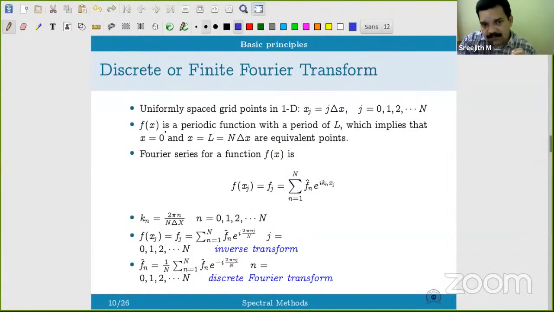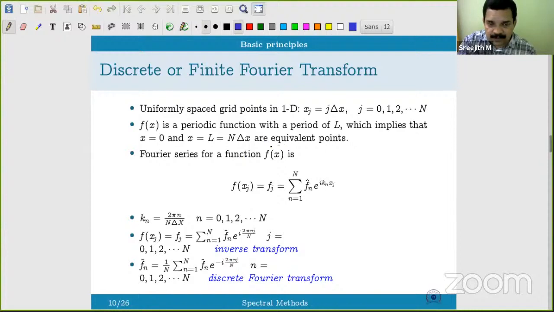So f of x is the periodic function. If you want to find the Fourier transform, the function should be periodic. That means the boundary conditions should be periodic in case of the Fourier spectral method. So only in that case we can use the Fourier spectral method.